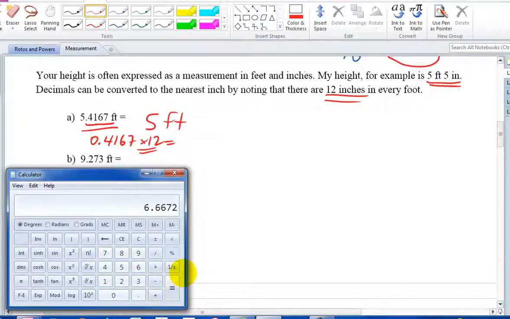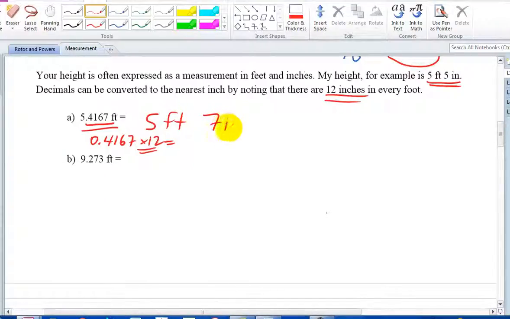And we get 6.67. Let's round that to the nearest inch. What should that be to the nearest inch? 7. So we want to round to the nearest inch. So 5 foot 7 inches.